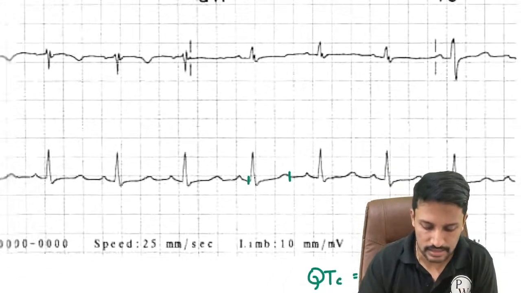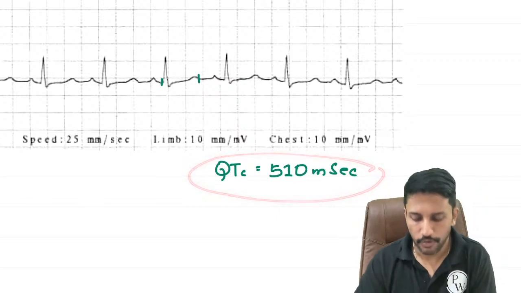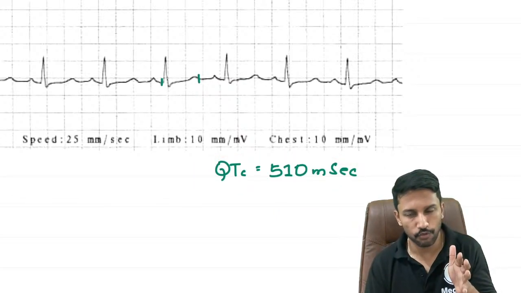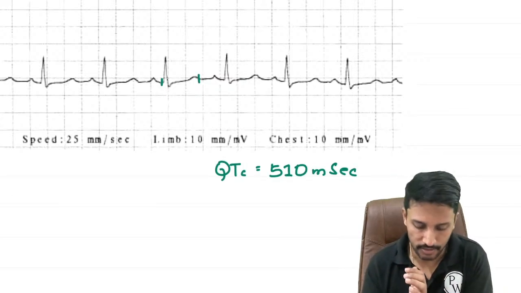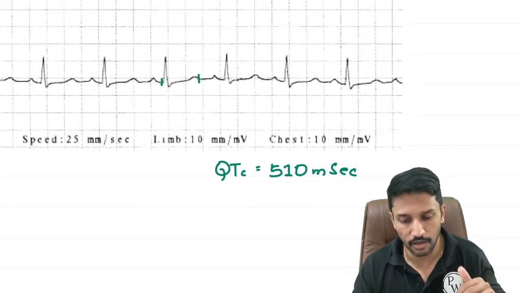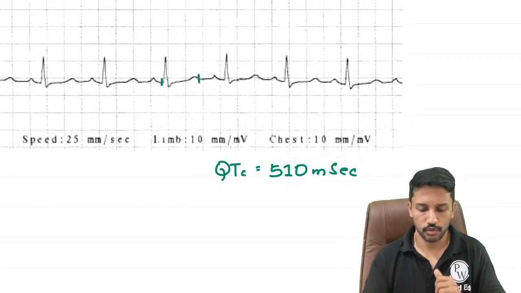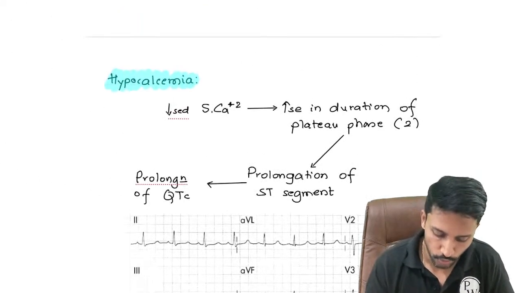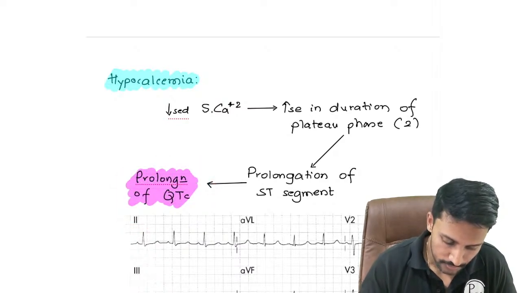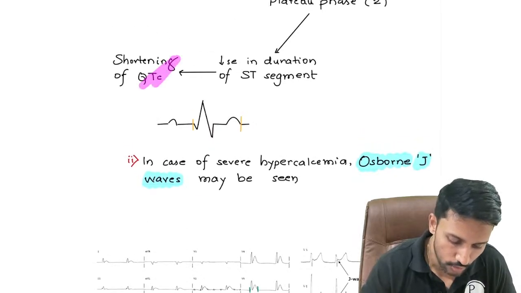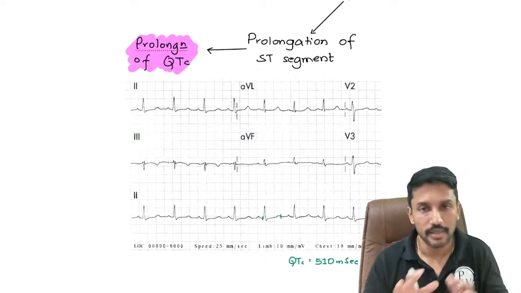to be prolonged. So on this ECG, I have applied Bazett's formula and have calculated the QT interval, which turned out to be 510 milliseconds. So in a male more than 440 and in a female more than 460, we call it a prolonged QT interval. Here it is 510. So regardless of whether this patient is male or female, this will be prolonged. So in hypocalcemia, we have prolonged QT interval, right? So this is the most important MCQ point. In hypercalcemia, we have shortening of the QT interval, and in hypocalcemia, we have prolongation of the QT interval.